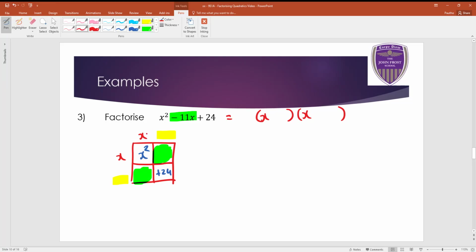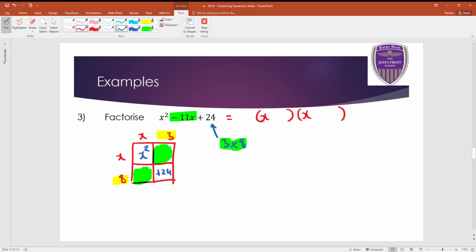Well, I'm looking at 24. I know one factored pair of 24 is 8 times 3. And I can see 3 and 8. I can see 11 here. 3 and 8 is 11. So definitely, I think it's going to be 3 and 8 here. But how would you make negative 11?